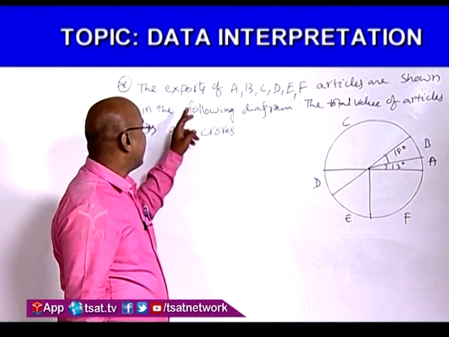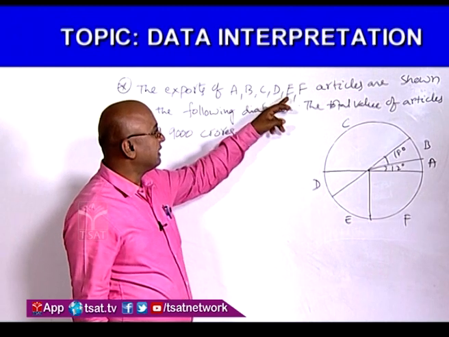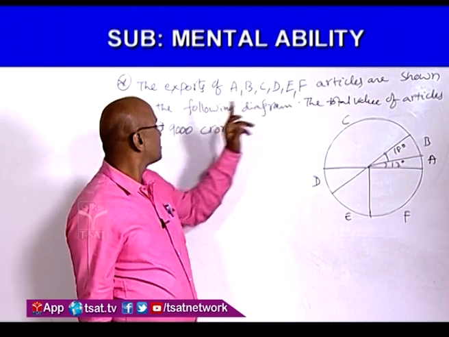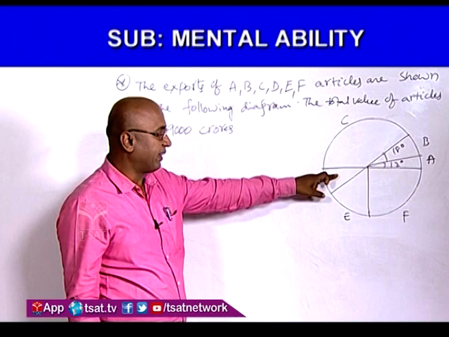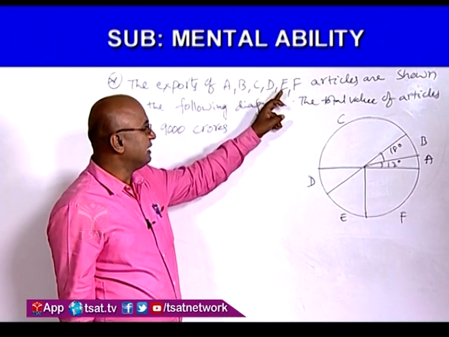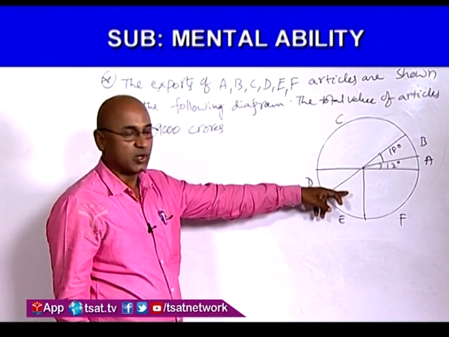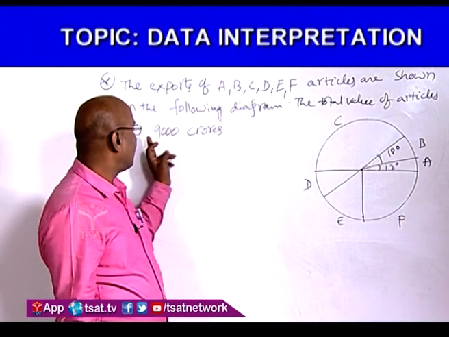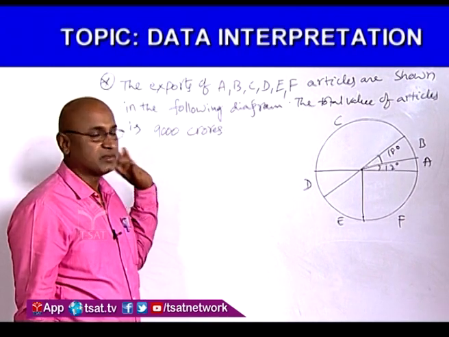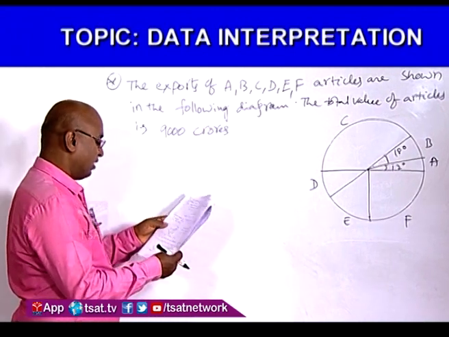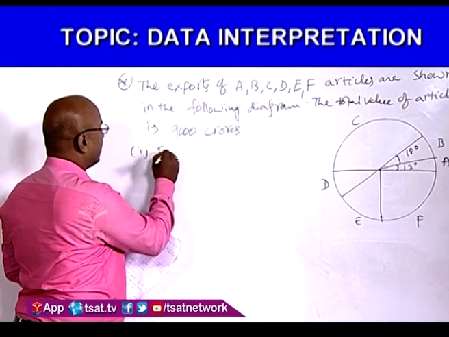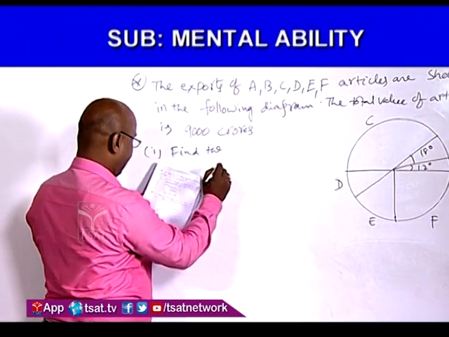Next problem, the exports of A, B, C, D, E and F articles are shown in the following diagram. In the pie diagram, A, B, C, D, E, F articles have been shown, and the total value of the articles is also given. It is 9,000 crores rupees. Then the first question is, find the angles of C, D and E.